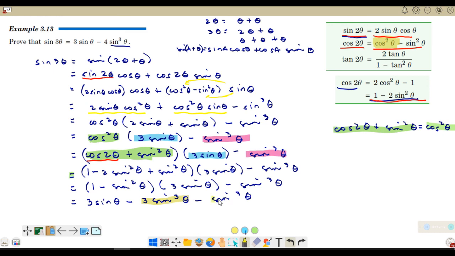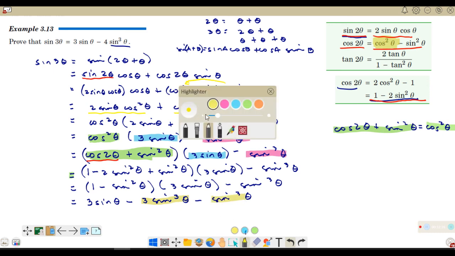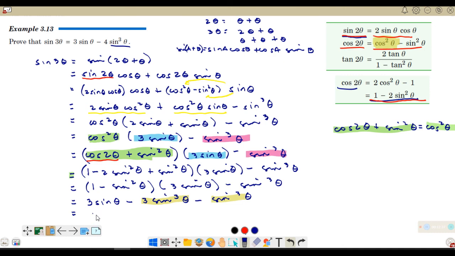Itong dalawa, like terms sila. So, let's combine them. We have 3 sine theta minus 4 sine cube theta. And this is the final step for our proving. Nagawa na nating equal si sine 3 theta kay 3 sine theta minus 4 sine cube theta. Lagyan natin dito yung check. Tradition namin, lagyan ng check sa taas ng equal sign to show that the left-hand side is proven to be equal to the right-hand side.